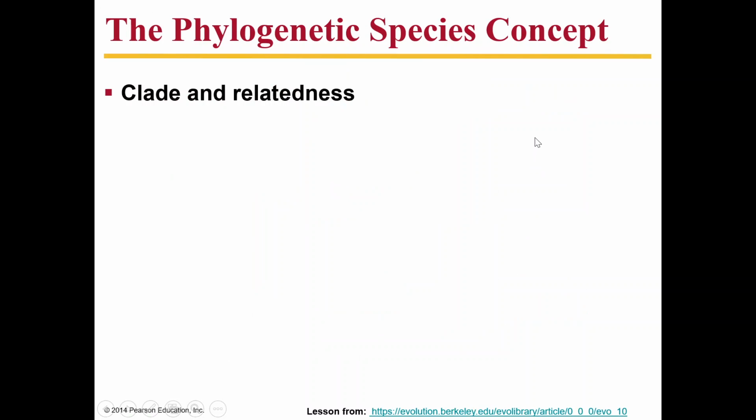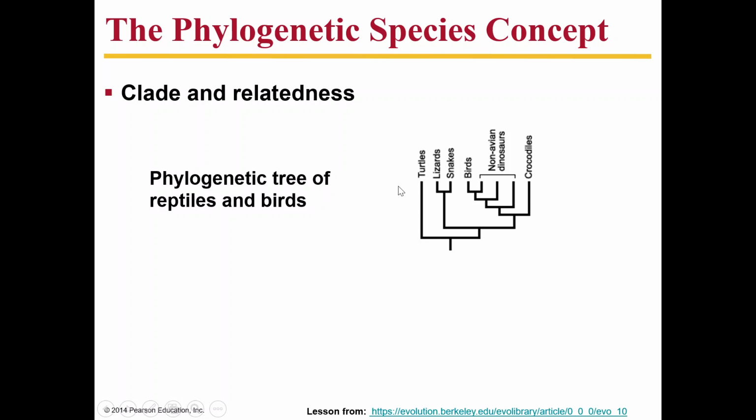All right, so let's talk about relatedness overall. This is a lesson I got from this link down here. If you'd like to go through that in more detail, it does have a lot of good information. So here's a phylogenetic tree of reptiles and birds. Normally we would think of dinosaurs as reptiles, crocodiles as reptiles, and turtles as reptiles, but not birds.